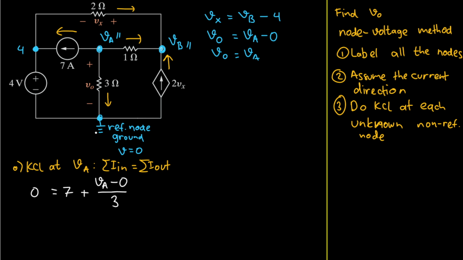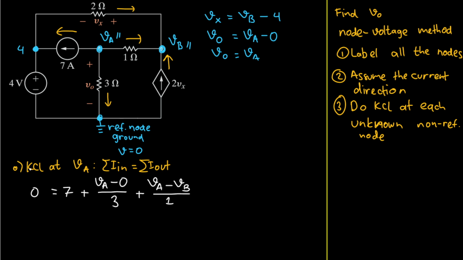Good. Now we have this current here. The current comes from node VA, so I have VA, and then the current goes to VB, so I'll have minus VB, and I divide by the resistance between them, which is 1.